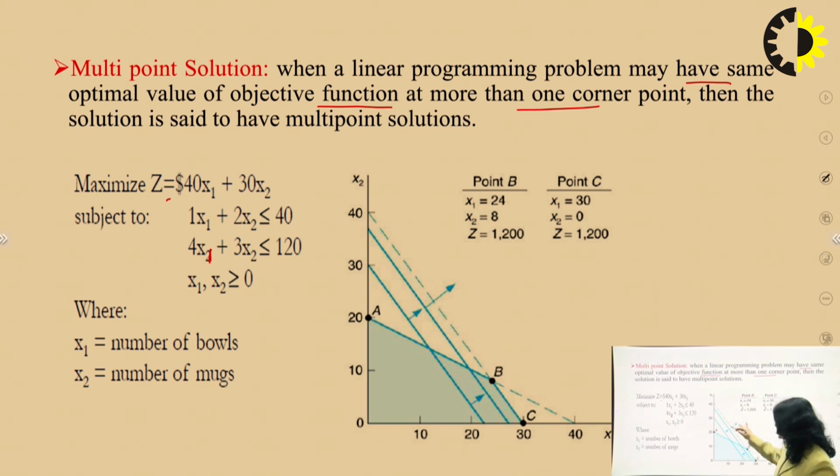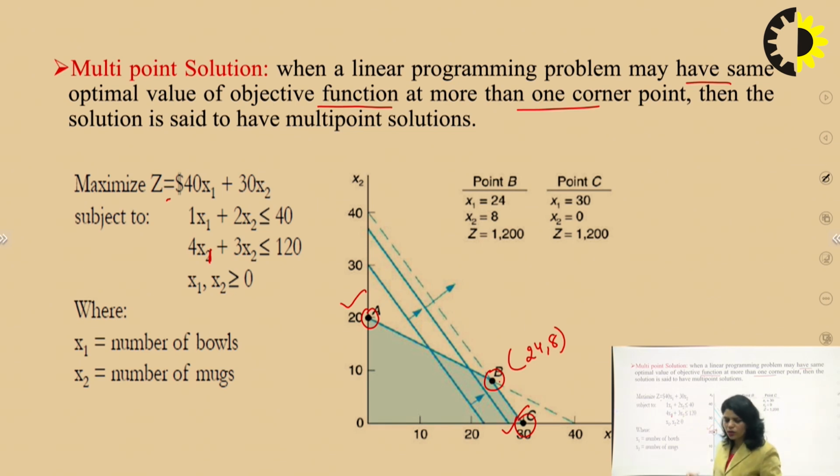So we have plotted both the lines here, and we can see here we get three corner points, A, B and C. We know the coordinates of this one, we know the coordinates of this one, and we can find the coordinates of point P by solving these two equations. After solving these two equations, we get the coordinates of P as 24 and 8.